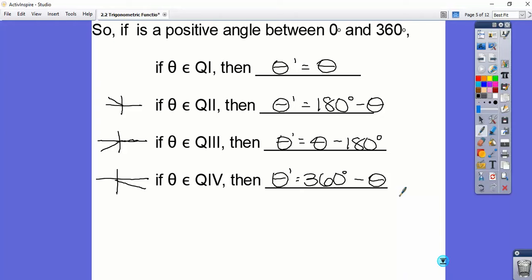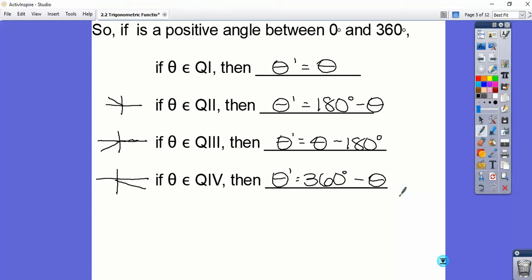So now, we are going to be able to use our reference angles to help us find our trig functions of non-acute angles. In other words, now I'll be able to find the sine of 120 degrees without memorizing anything new.